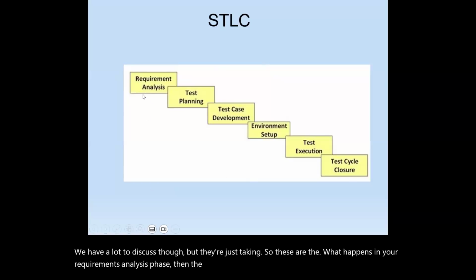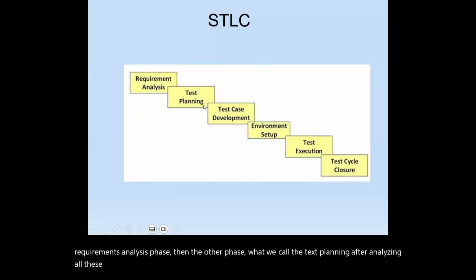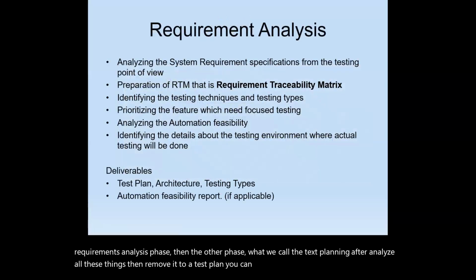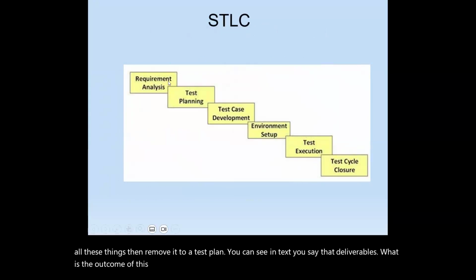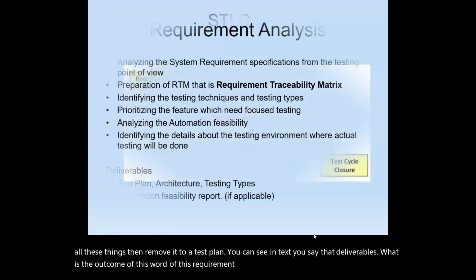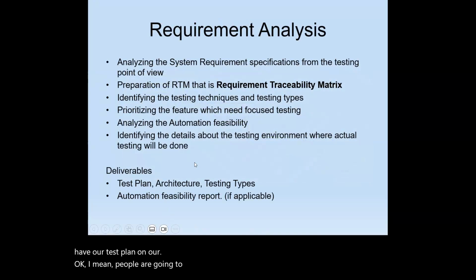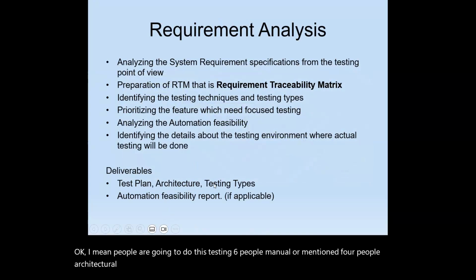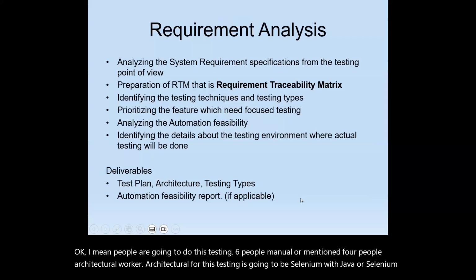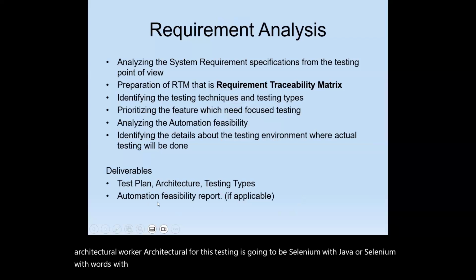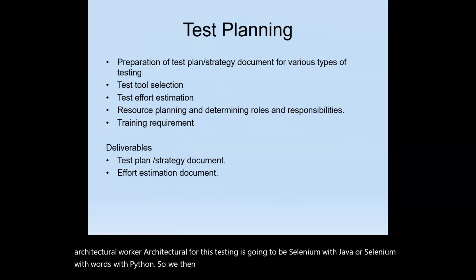The other phase is what we call test planning. After analyzing all these things, we move to the test plan. The deliverable, the outcome of this requirement analysis, is that the test plan is delivered. We have a test plan on hand: how many people are going to do this testing, 6 people manual, 4 people automation, and what kind of architecture for the testing. Is it going to be Selenium with Java or Selenium with Python?